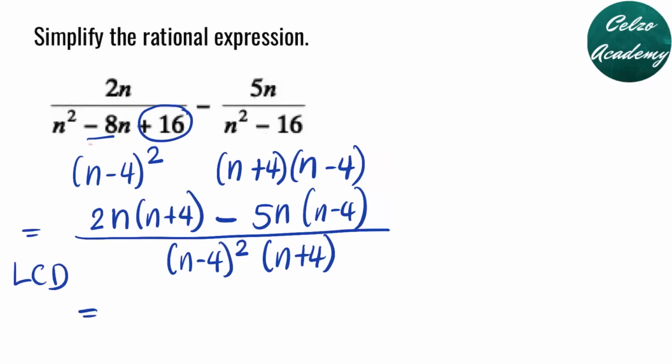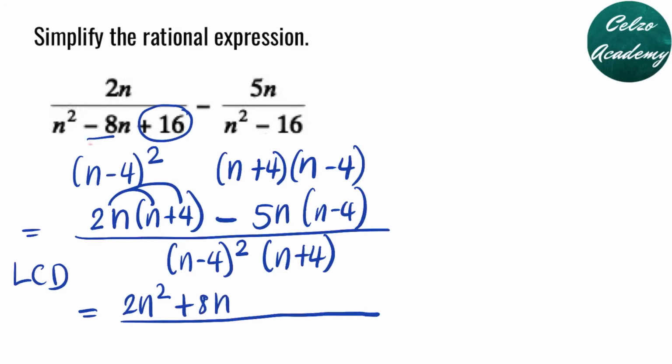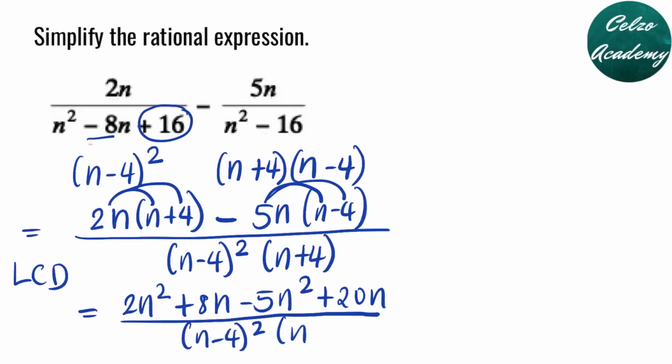Now we need to simplify the numerator by doing distributive property. 2n times n is 2n squared. 2n times 4, we have 8n. And now we're distributing minus 5n, or the same thing as negative 5n. Negative 5n times n is negative 5n squared. Negative 5n times negative 4, that's positive 20n. And we will copy denominators n minus 4 squared and n plus 4.